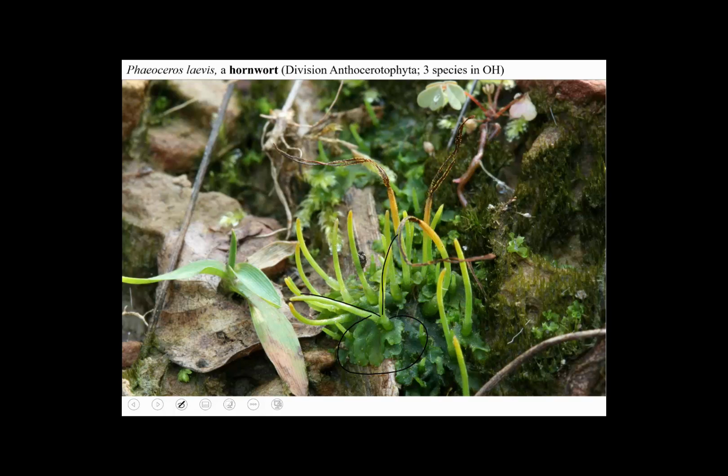They release their spores by splitting at the top, and they actually grow from the base, which is kind of unusual. Most plants grow from the tip, but hornwort sporophytes have basal meristems instead of apical meristems.